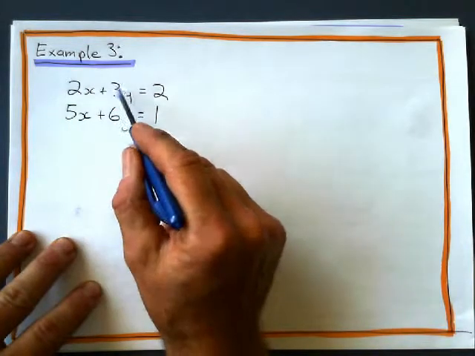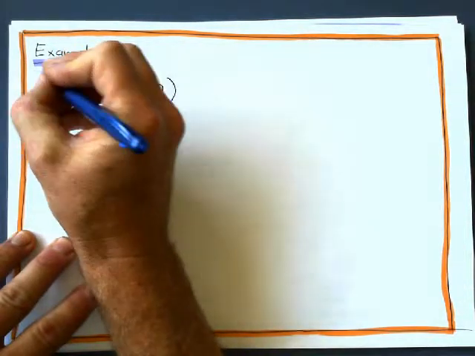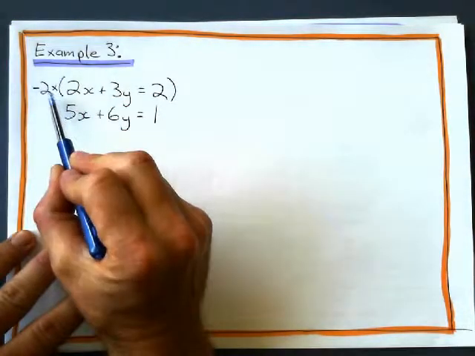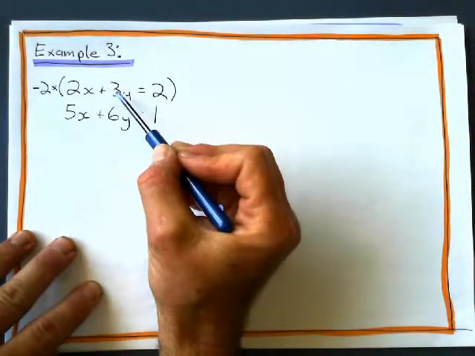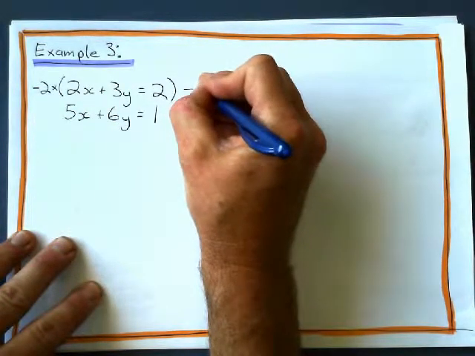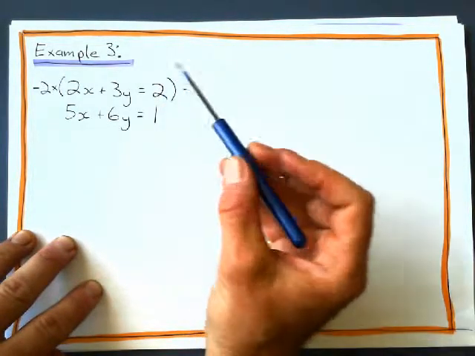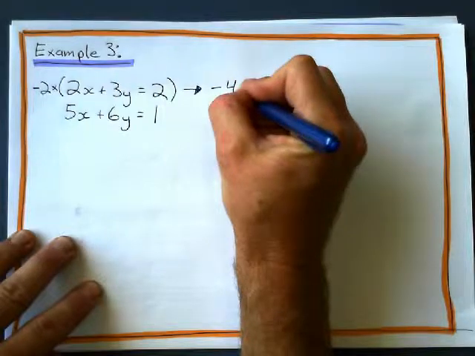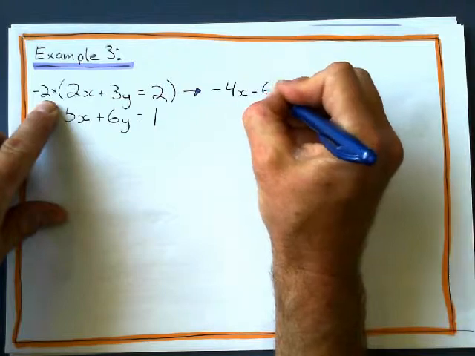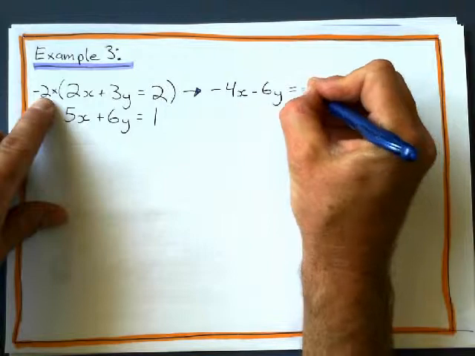So one thing I can do is I can look at all the coefficients and say, well, what will cancel out? Well, if I take this whole equation here and multiply that by a -2, that guy will change to a -6, and that's a +6, so then I will eliminate those. And it's important to put brackets around the whole equation so you don't forget to multiply this guy. So rewriting this gives me -4x minus 6y equals -4.